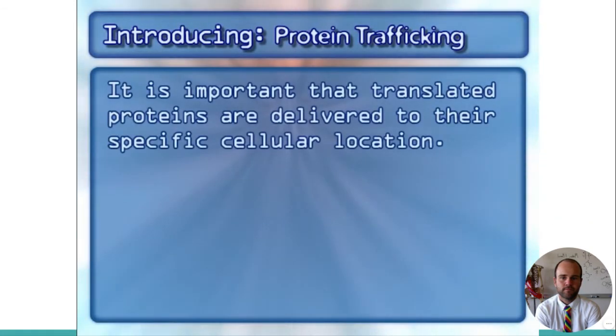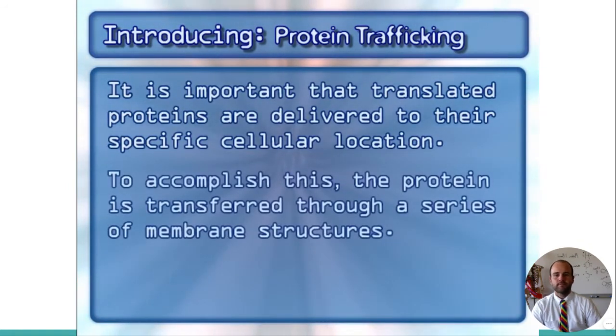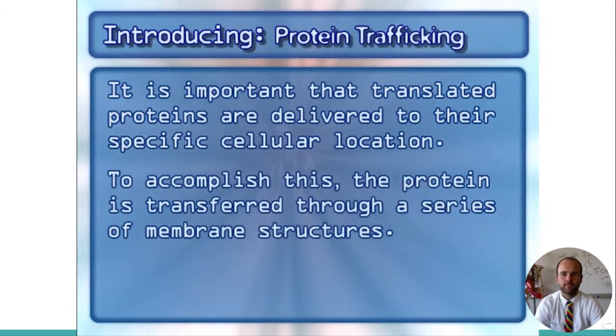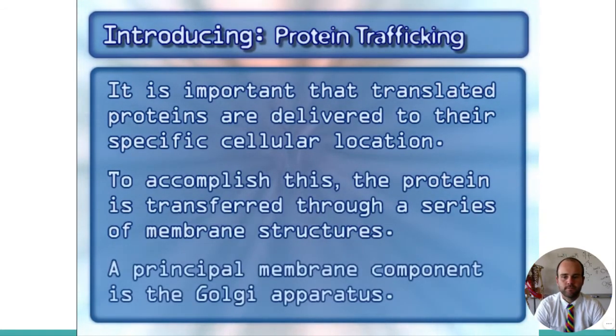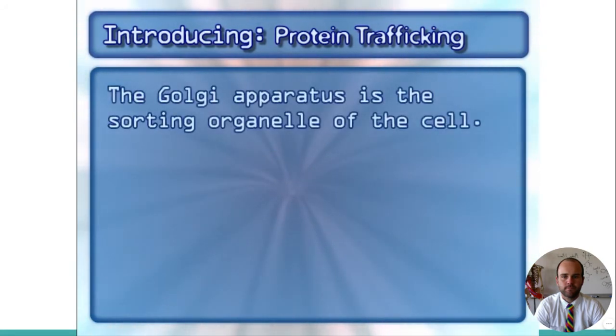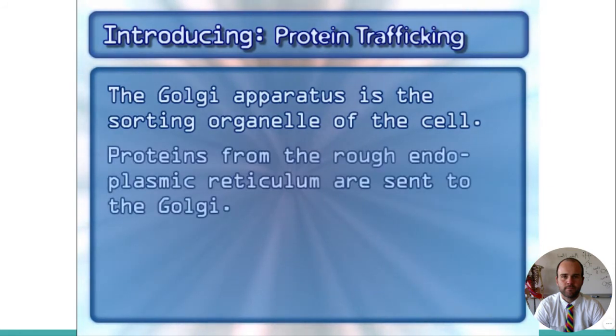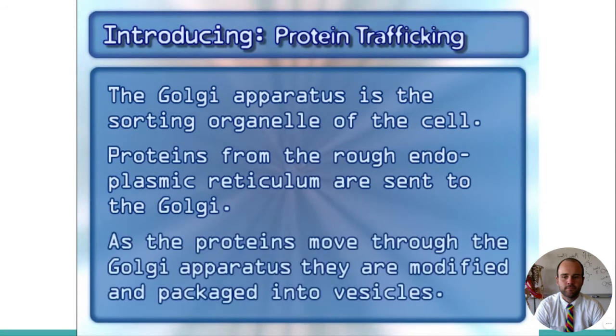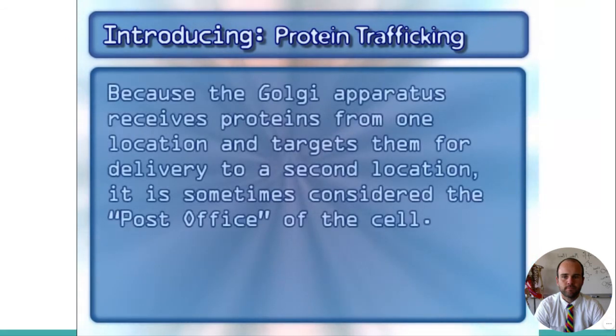It is important that translated proteins are delivered to their specific cellular location. To accomplish this, the protein is transferred through a series of membrane structures. A principal membrane component is the Golgi apparatus. The Golgi apparatus is the sorting organelle of the cell. Proteins from the rough endoplasmic reticulum are sent to the Golgi. As the proteins move through the Golgi apparatus, they are modified and packaged into vesicles. Because the Golgi apparatus receives proteins from one location and targets them for delivery to a second location, it is sometimes considered the post office of the cell.